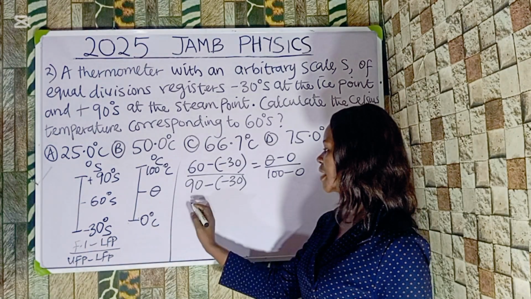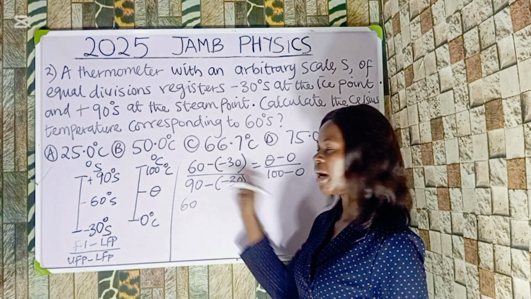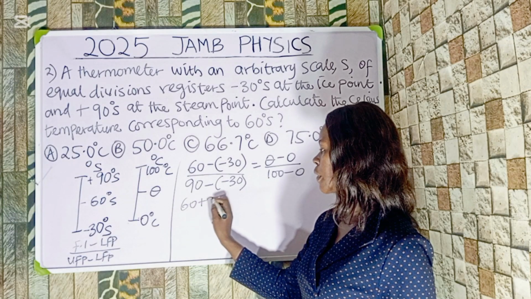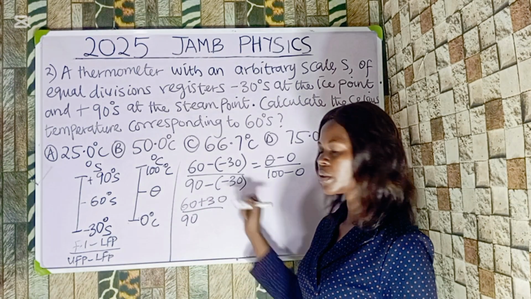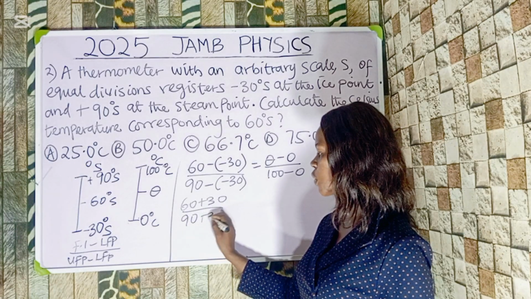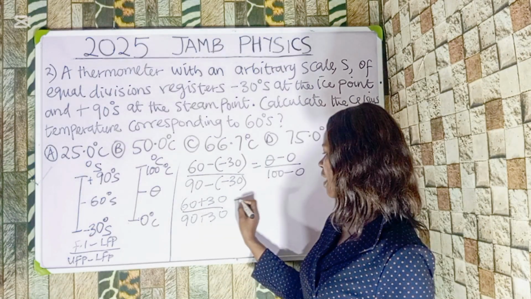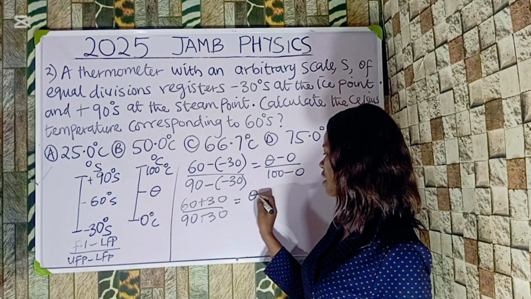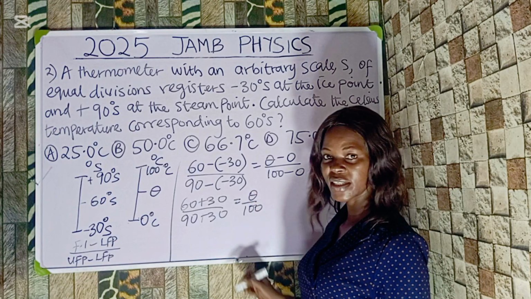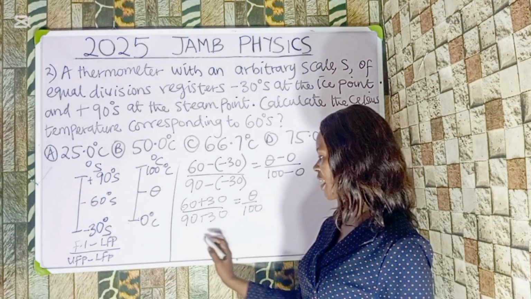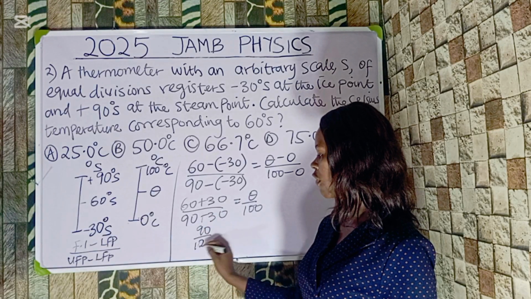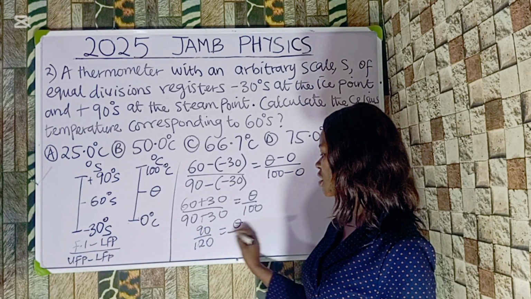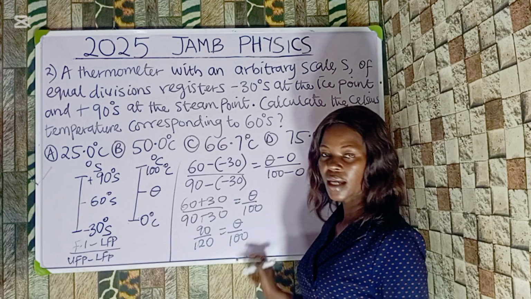So let's go by saying this is 60, minus times minus is plus, plus 30, divided by 90, minus times minus is plus, we now have plus what? 30, right? Now this is equal to theta over what? 100, right? So let's add it together. So we say this is 90 over 120 is equal to theta over 100.